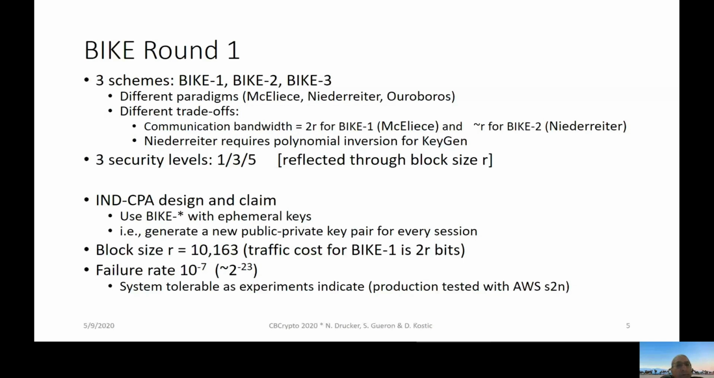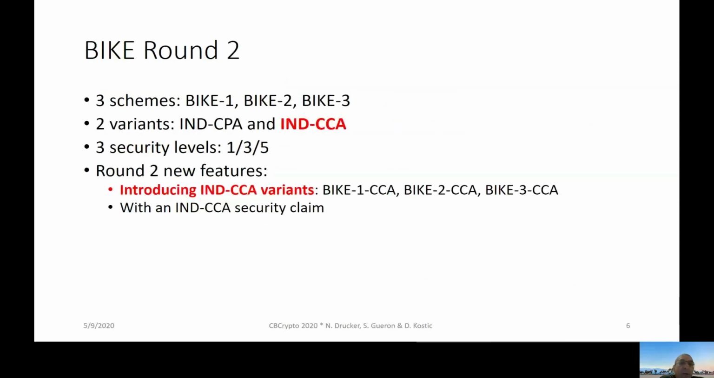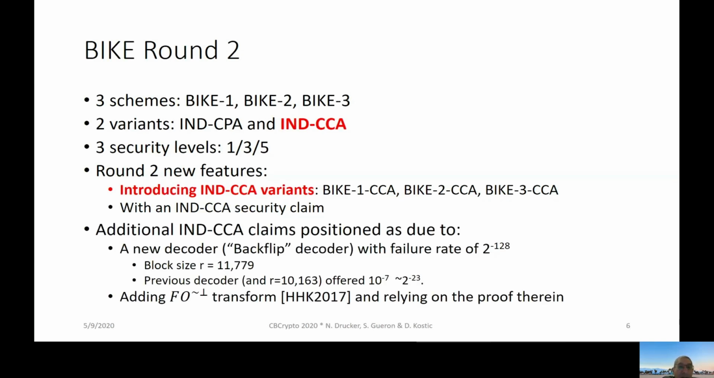Now in BIKE round 2, there are still 3 schemes, BIKE 1, BIKE 2, BIKE 3, but now 2 variants. There is an IND-CPA version and also an IND-CCA version. Still the same 3 security levels, so you can do the multiplication. And the new feature was that we have introduced the variants for IND-CCA security. So they are called BIKE 1 CCA, and so forth. They come with an IND-CCA security claim.